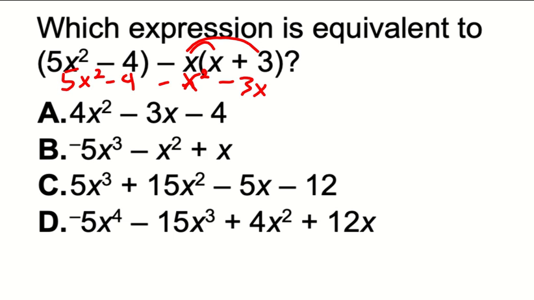5x squared minus x squared, that's 4x squared. That's the only one with 4x squared. Minus 3x, nothing to combine it with, so I got the minus 3x. Minus 4, minus 4. That's a minus sign between the parentheses, so I don't FOIL the two different parentheses. There's no multiplication between them. So that's it. A is the correct answer.